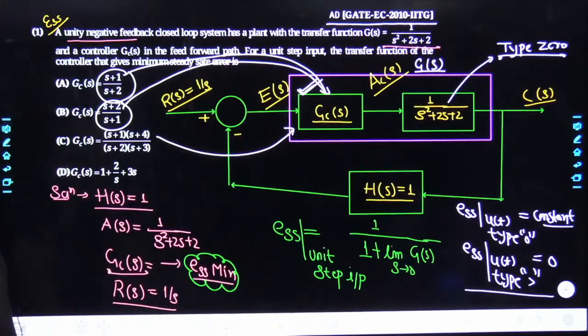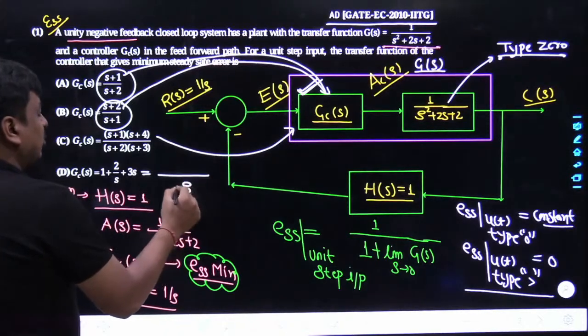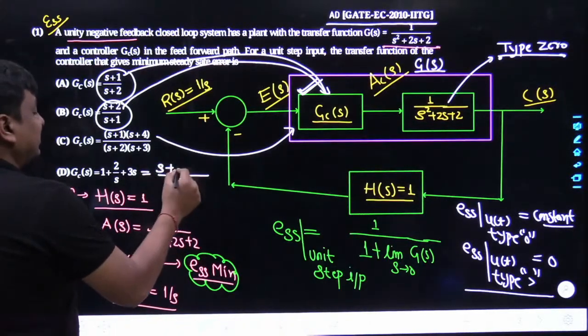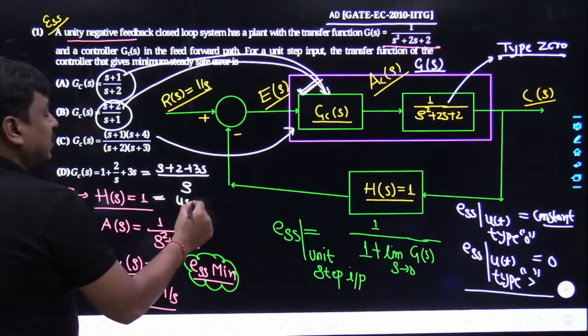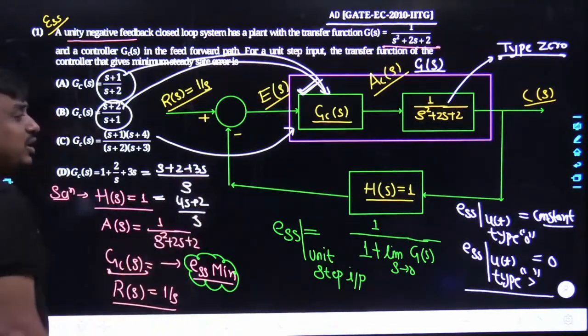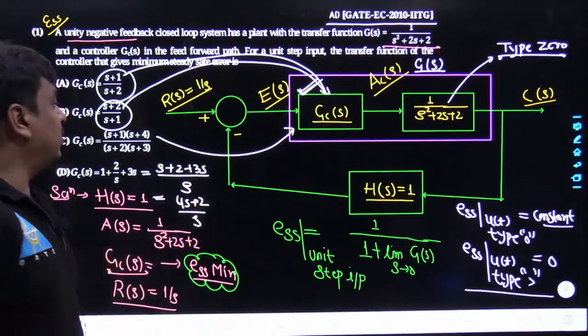But at the end of the day, once you feed GCS as equal to, let's take its LCM. The LCM is going to be simply S. The S would come towards the left hand side. It would become 2 plus 3S put together. It would become 4S plus 2 divided by S. And now you can see very well, once the GCS is placed as 4S plus 2 divided by S, what would happen?